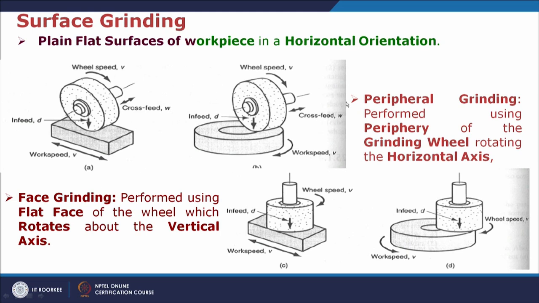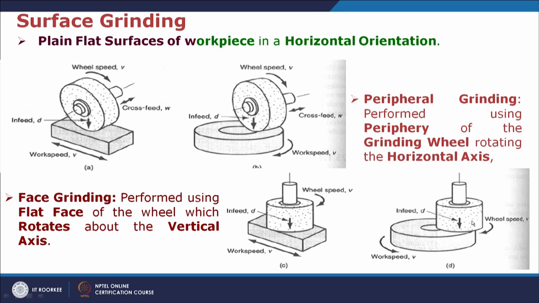Both of these are examples of peripheral grinding, where the periphery of the grinding wheel is being used for performing the grinding. Another type is face grinding, where the face of the wheel, like this, is being used for the grinding purpose. In this case the rotational movement is given to the grinding wheel, and then radial in feed is given while the workpiece is reciprocated, as in this case.